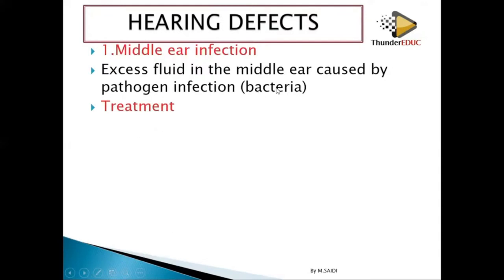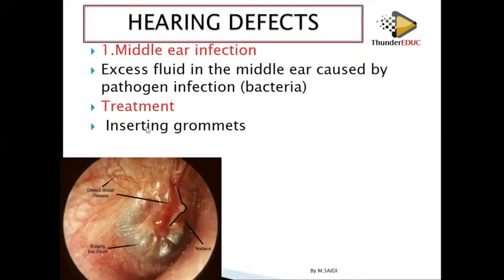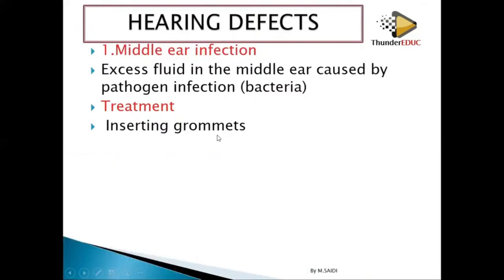Then how do we treat it? Because it's bacteria, you have to apply antibiotics. So number one, because there is a fluid which has been formed, we need to drain that fluid out. Therefore, we have to insert what we call a grommet. So you insert grommets. Number two, antibiotics. Antibiotics are for bacteria. So when you apply the antibiotics, it means that the bacteria will be killed.